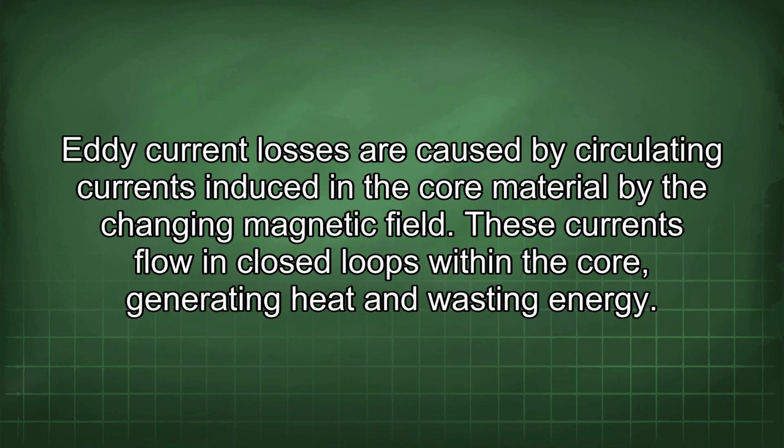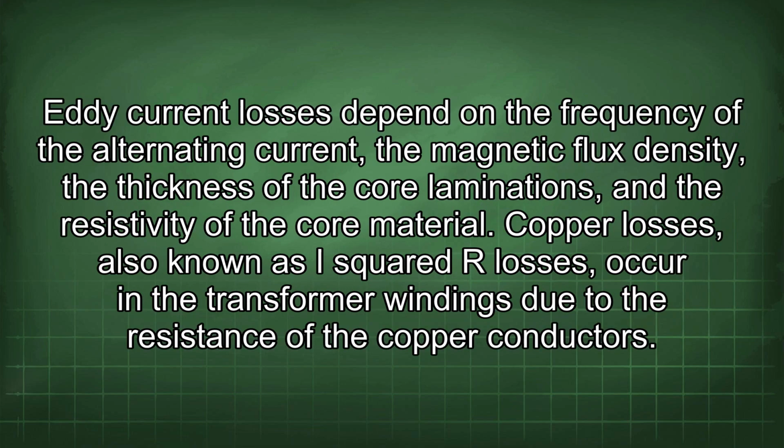Eddy current losses are caused by circulating currents induced in the core material by the changing magnetic field. These currents flow in closed loops within the core, generating heat and wasting energy. Eddy current losses depend on the frequency of the alternating current, the magnetic flux density, the thickness of the core laminations, and the resistivity of the core material.